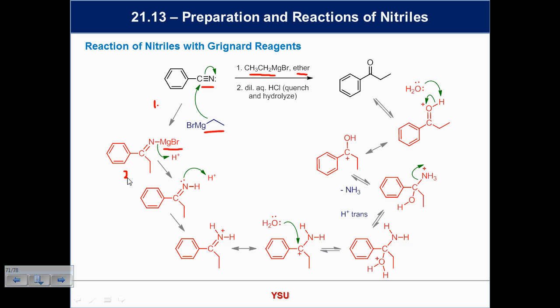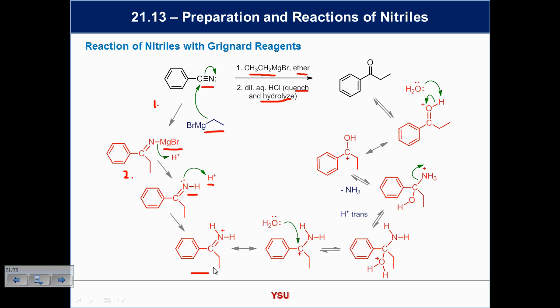This is step 2. Step 2 looks like it's pretty complicated, but it's exactly what we did in chapter 20. We're going to protonate this to make the imine first. Then we've got acid, we've got plenty of it. And it says here, watch this, quench and hydrolyze. There's a clue. That tells you you're going to go all the way to the ketone at the end.